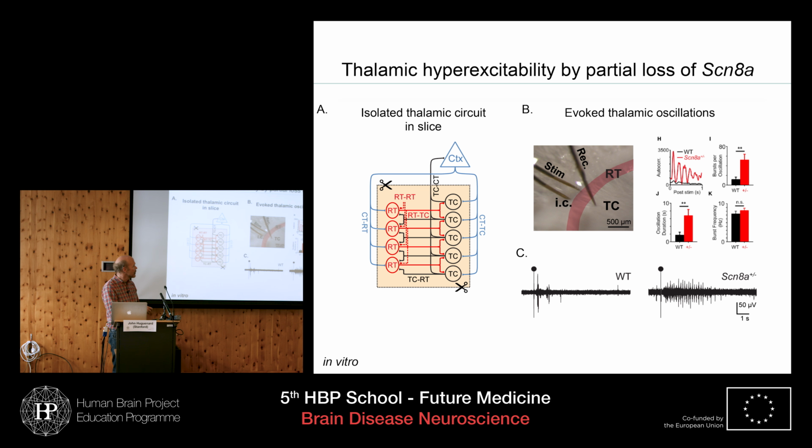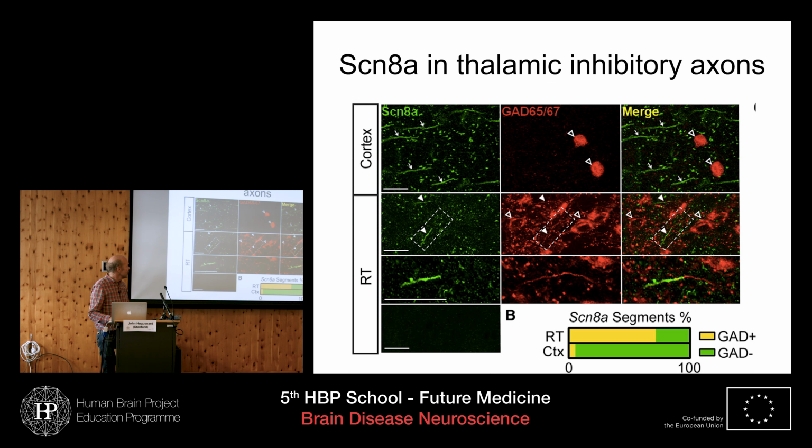You can see in the autocorrelogram of the spike meter output, you get this beautiful oscillation that's present in the 8A slices and absent in the wild-type slices. So yes, there is something going on in the thalamus of these animals. And then Chris looked at the anatomy, and I hope you can appreciate this.